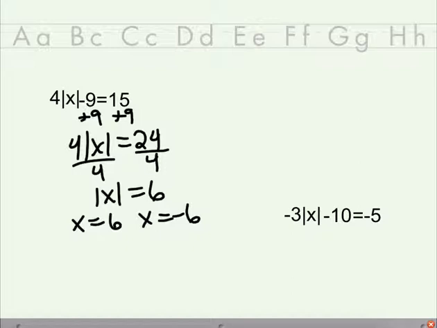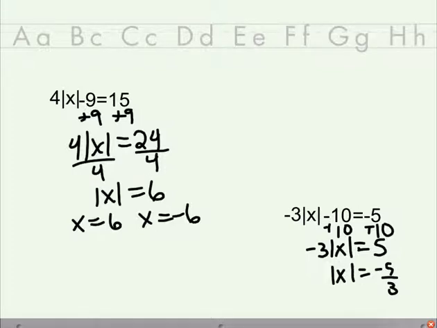All right, once again, I'm going to add 10 to each side and get negative 3 times the absolute value of x is equal to 5. I divide by negative 3 and get absolute value of x is equal to negative 5/3. And then I have to stop and think. If I take the absolute value of any number, will it ever give me a negative number? And we have to say no. So in this case, there are no solutions, because I can't take the absolute value of a number and get a negative result. So this is one of our situations where we have 0 results.